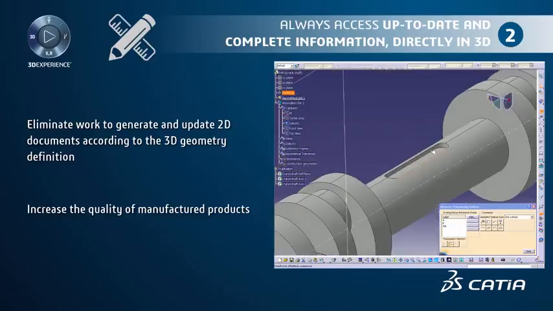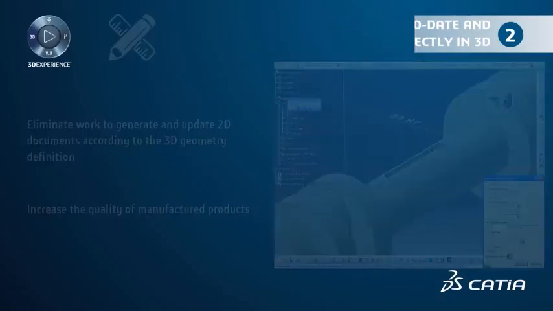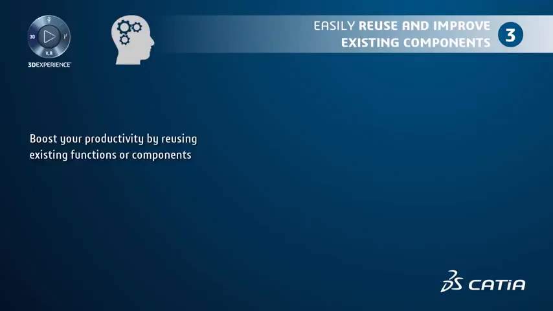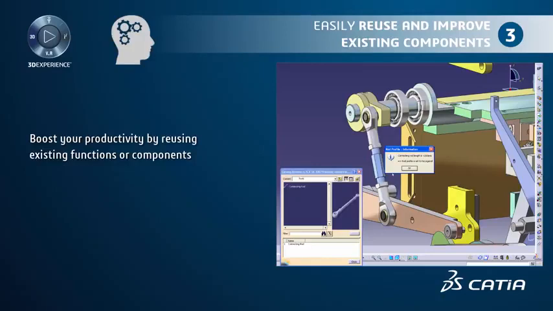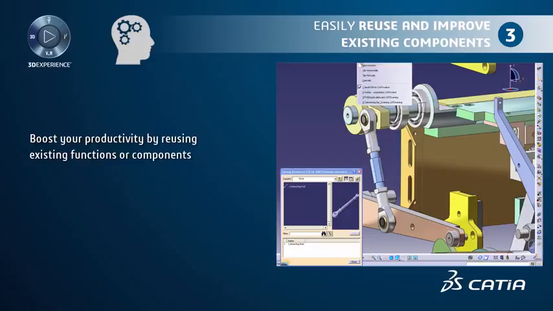The Tolerancing Advisor command allows the user to check the correctness of all annotations according to your chosen standard. This is what is used here for tolerancing the keyway. Using knowledge-based templates reuse capabilities, you can boost your productivity by reusing existing functions or components that include your company's best practices. You can capitalize on your assets and generate family of components to accelerate your design.